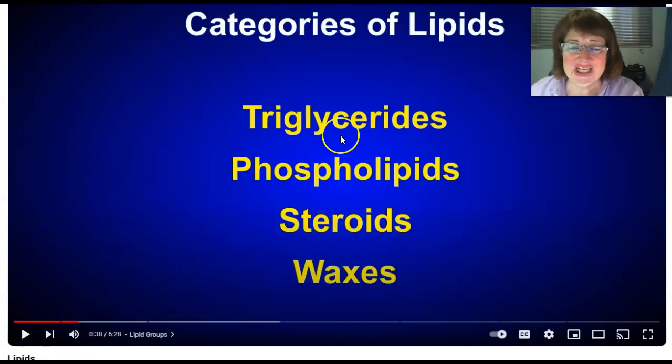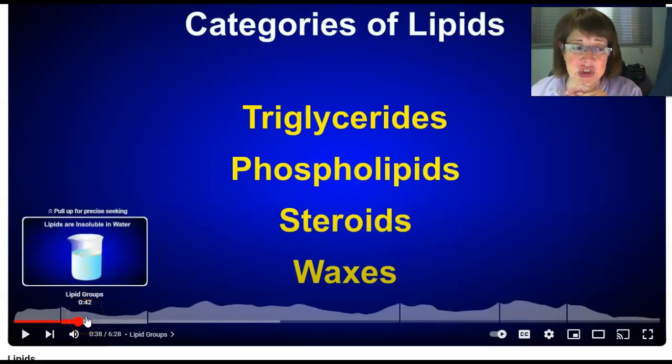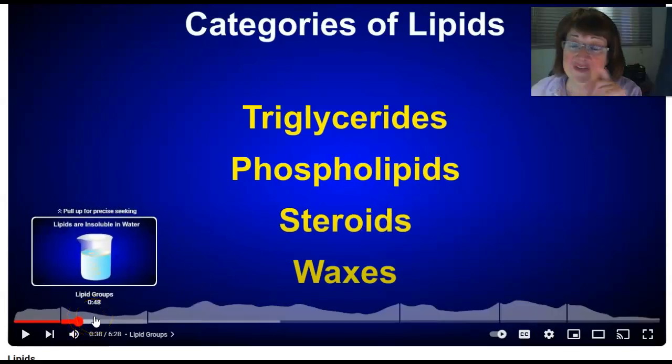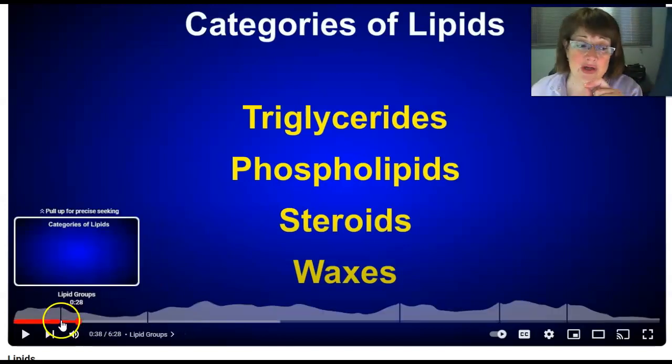Okay, as I said, triglycerides are the fats that you think about when you're talking about your food. Phospholipids are very important in membranes, and steroids are precursors. So again, pay attention to the function and also the structure, because these structures are very important in terms of a term we've heard already, hydrophobic. That means it does not interact with water.